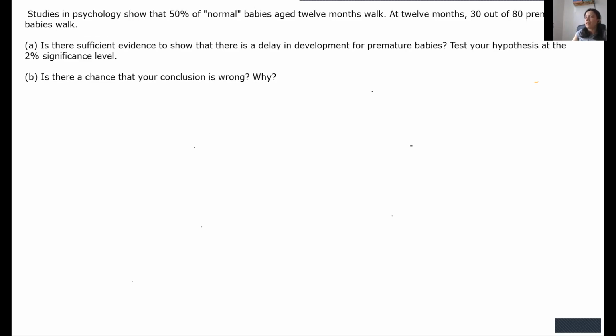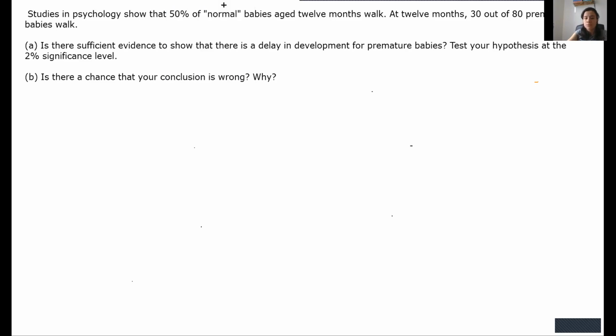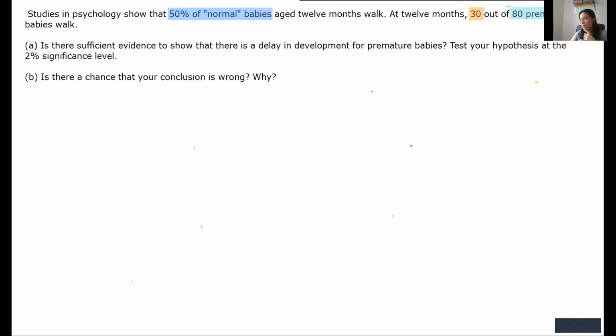I'm doing the same thing as in every hypothesis test problem, which is to try to look at all the information that we're given and summarize what it corresponds to. So I have 50% of normal babies over here. That might be helpful at some point. And then I have the 30 out of some number. So I have 30 is one of the pieces there. And then 80 premature babies are walking.